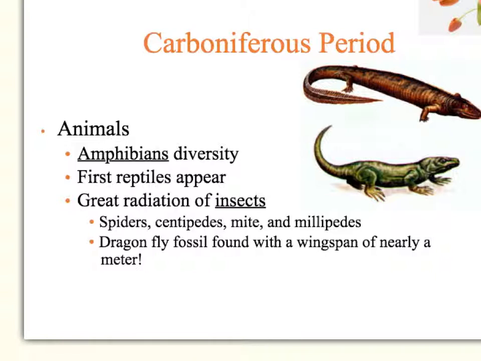We also call this the great radiation of insects. And I already kind of talked about this in that we saw spiders and the centipedes and millipedes. They just became more and more diverse. At this point, we really don't have a whole lot of predators for these insects other than the amphibians and the reptiles, which are kind of limited to the ground. So planet Earth looked very different in this time period.